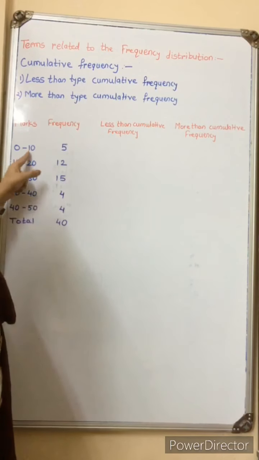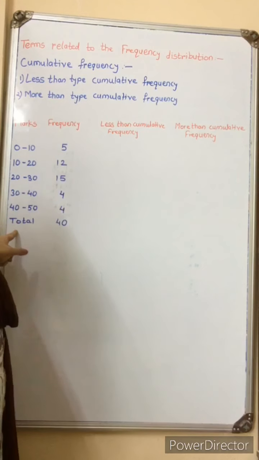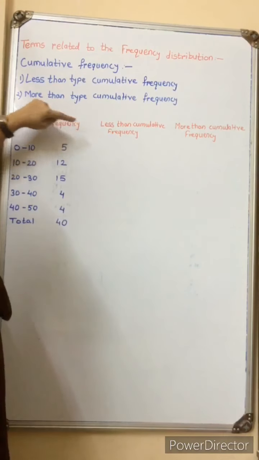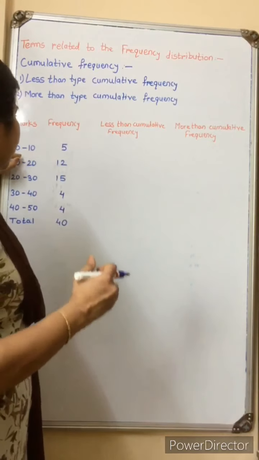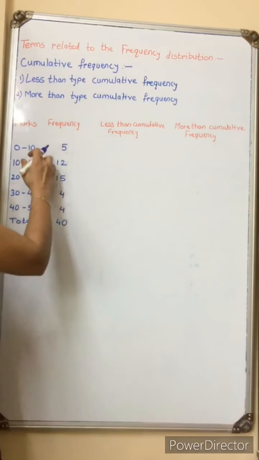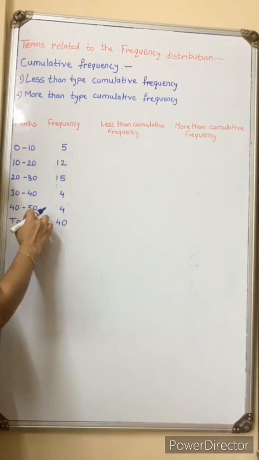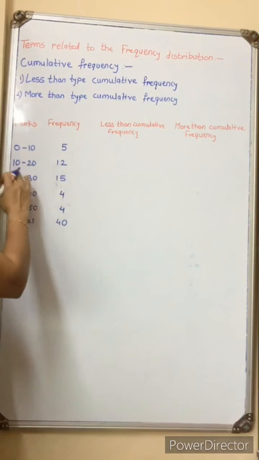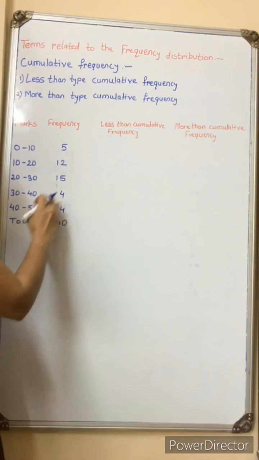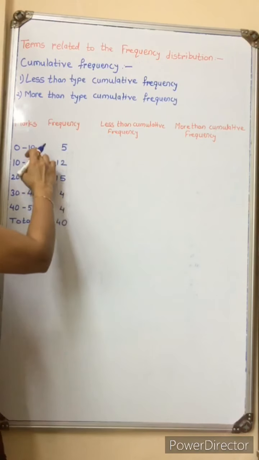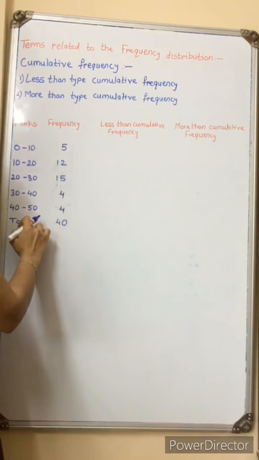So we find it one by one for each group, so that we get the number of students having less than 10 marks, less than 20, less than 30, less than 40, less than 50 marks. When I say less than, I consider the upper limits, the upper boundaries. Here continuous classes are there, so I must say boundaries also. So for less than cumulative frequency, I consider upper limits or upper boundaries.